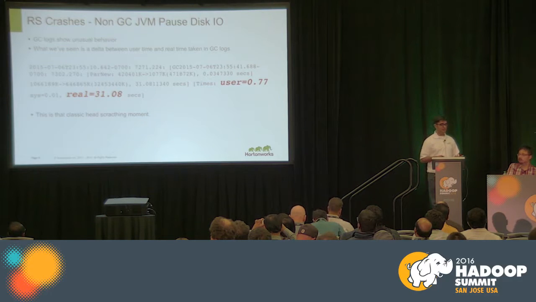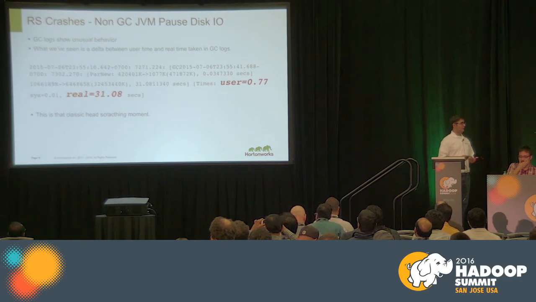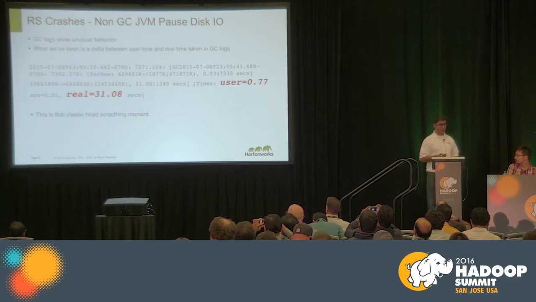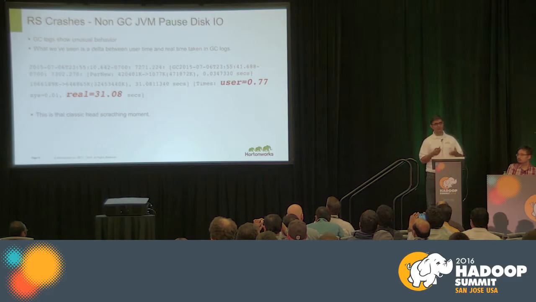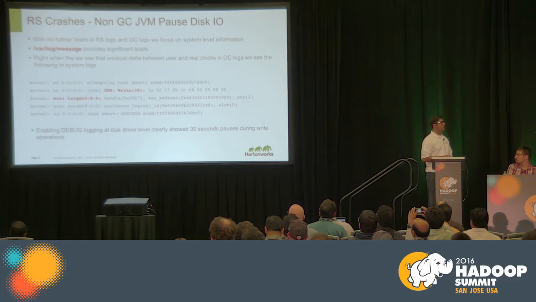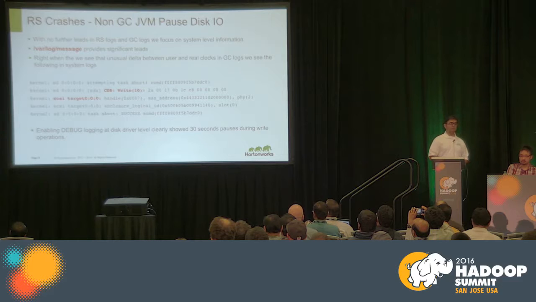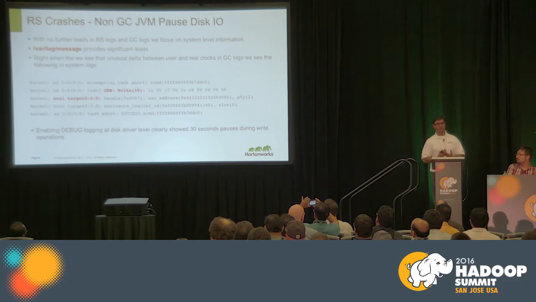Some of the corner cases. This is an interesting issue that we worked on, where in the GC logs we dug into it and saw that the user clock was pretty low. However, the real wall clock was going beyond 31 seconds. It was a classic head scratching moment. We were not able to identify where really to look for information. We had to dig into the system level information. Since HBase is so tightly coupled with the underlying operating system, the underlying platform, and networking, we need to consider all factors contributing to that equation.